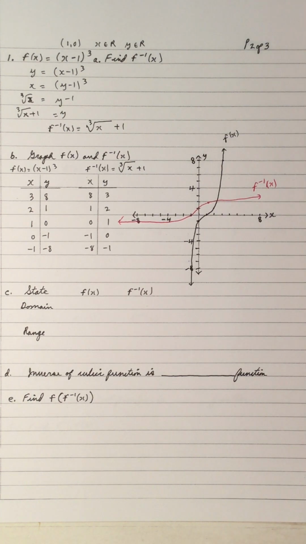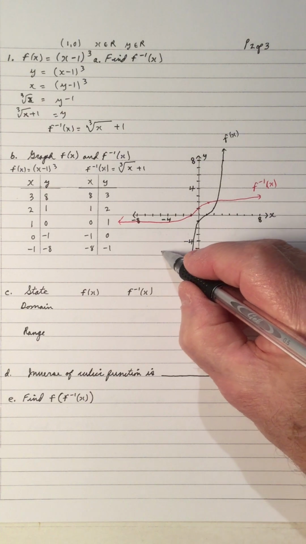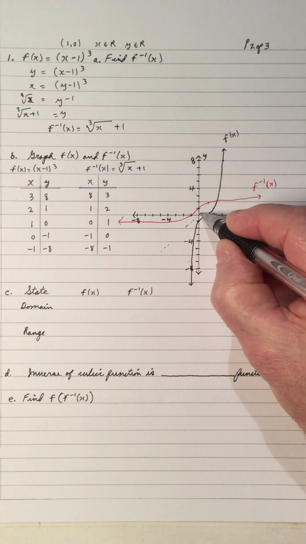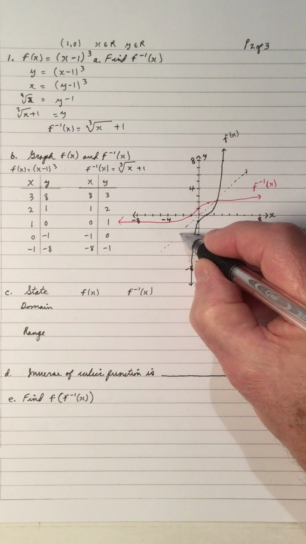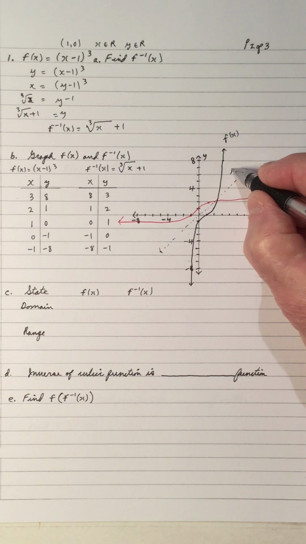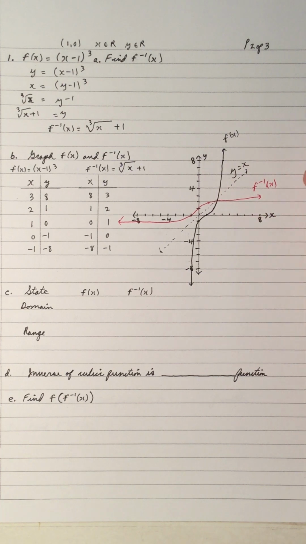And again, just a note, it's reflected in the line y equals x. So the two of them intersect right here. So this is the line y equals x. x is y, y is x.